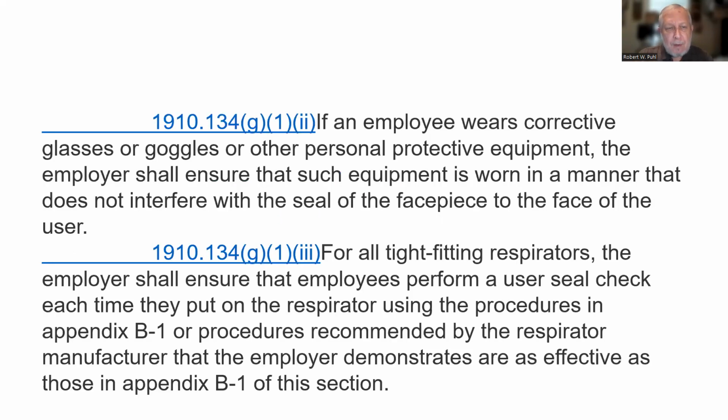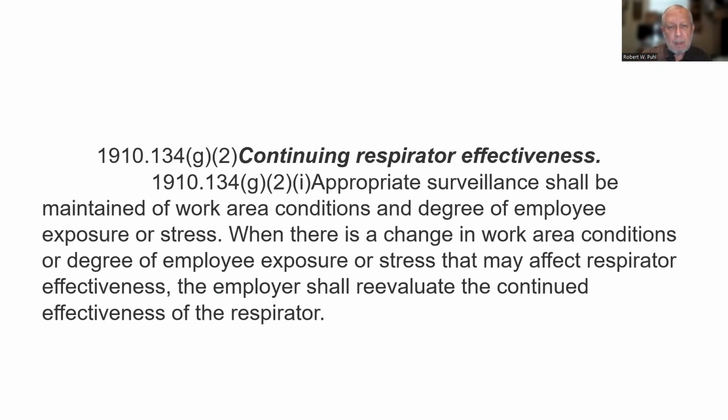If an employee wears corrective glasses or goggles or other personal protective equipment, the employer shall ensure that such equipment is worn in a manner that does not interfere with the seal of the face piece to the face of the user. For all tight-fitting respirators, the employer shall ensure that employees perform a user seal check each time they put on their respirator using the procedures in Appendix B1, or procedures recommended by the respirator manufacturer that the employer demonstrates are as effective as those in Appendix B1 of the section. We're going to cover that in a separate video. But the employer shall ensure that they do that every time they put them on.